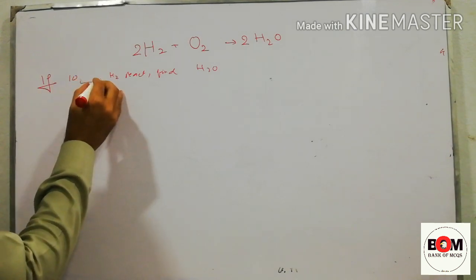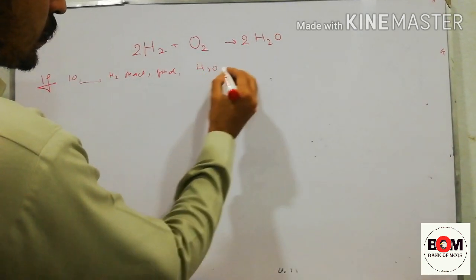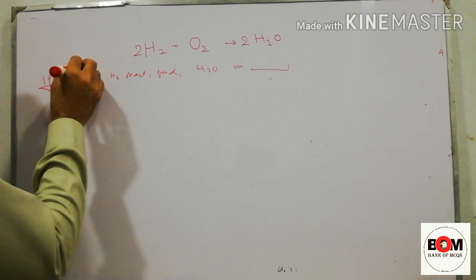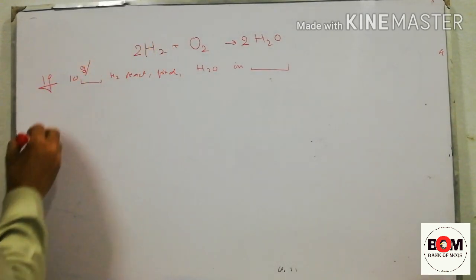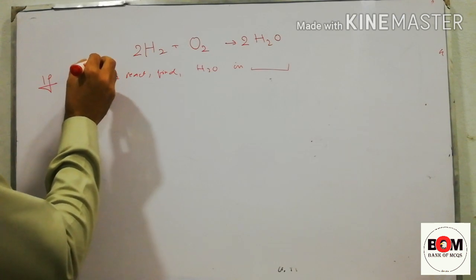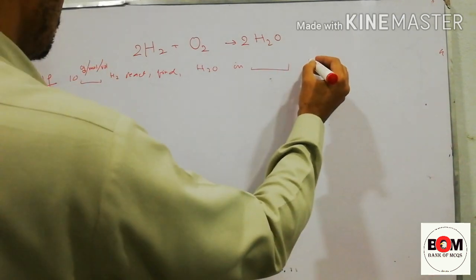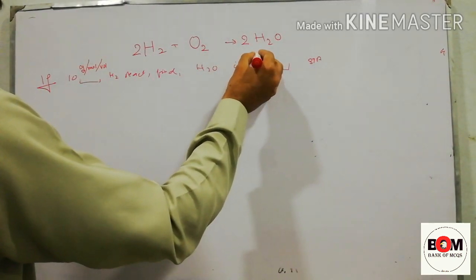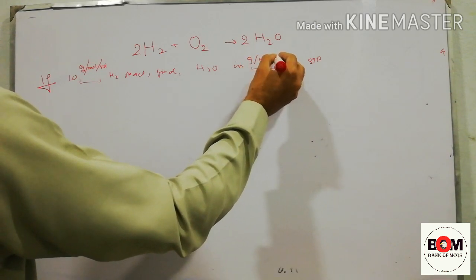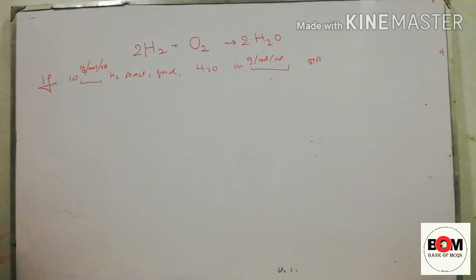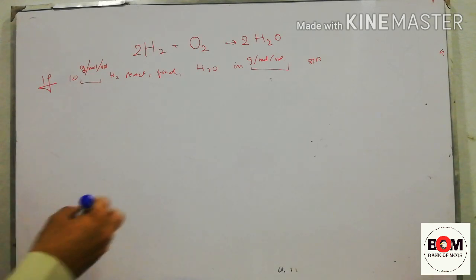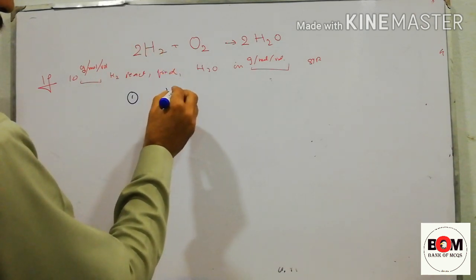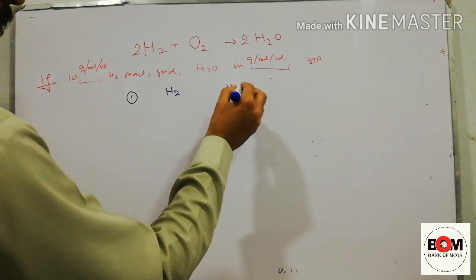I am not writing the unit here, and also find H2O. They can give us grams of hydrogen, they can give us moles of hydrogen, or they can give us the volume of hydrogen at STP, and also they can ask in grams, in moles, and in volume. So don't worry about any solution, it is just a type of case. The first step is to select: they have given H2 and ask for H2O. First is the selection of substances.